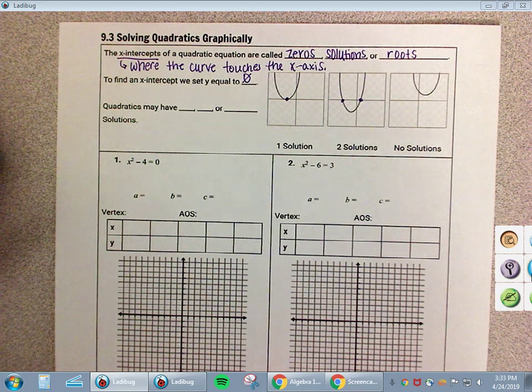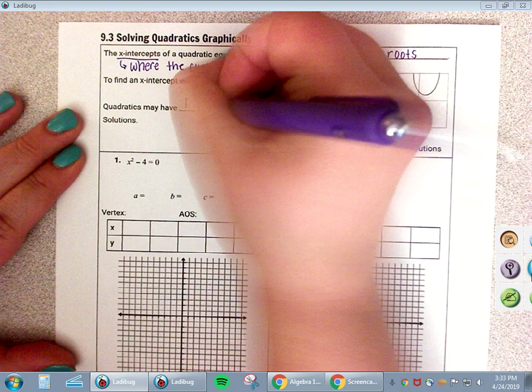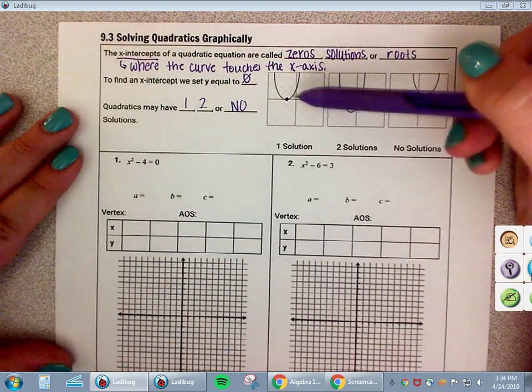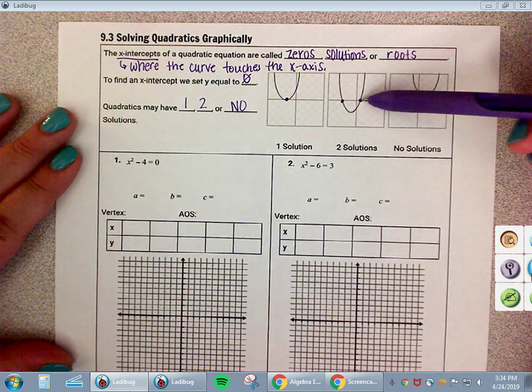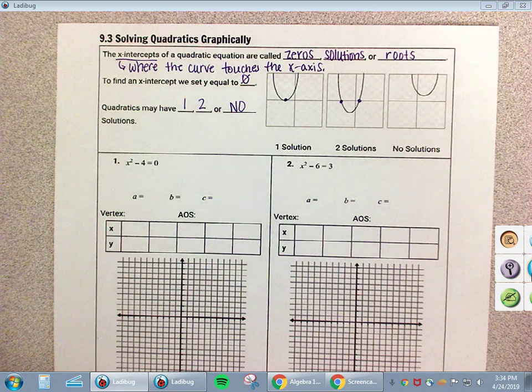And then quadratics may have 1, 2, or no solutions. And here's a few examples of that. So maybe your quadratic just bumps the x-axis and has one solution. Maybe it goes through it and has 2. Or maybe it doesn't have any solutions at all. It doesn't touch that axis at all. So there's a few options we could get.